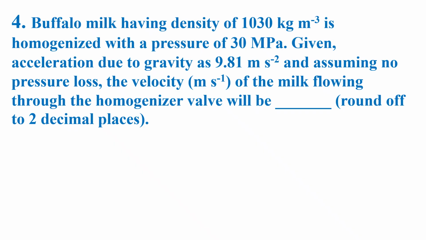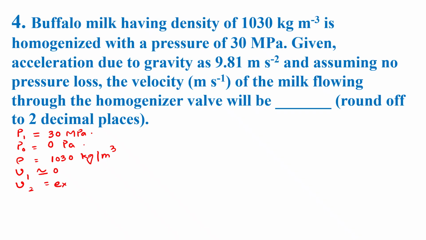So inlet pressure, we'll write P1 as 30 megapascal, and atmospheric pressure at the exit, it will be 0 pascal. Density, it is given to us as 1030 kg per meter cube. V1, it is negligible since the inlet velocity is negligible, and V2, it is the exit velocity, which we have to calculate.